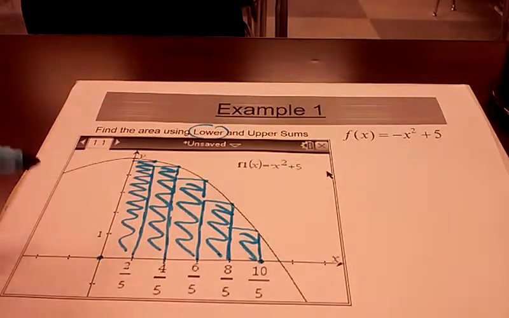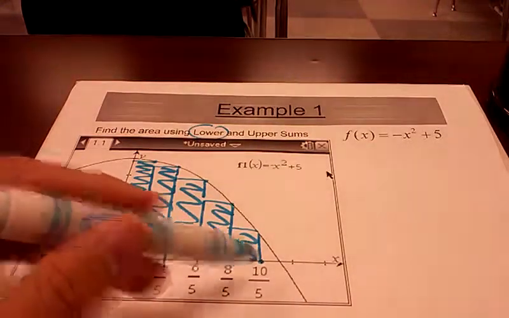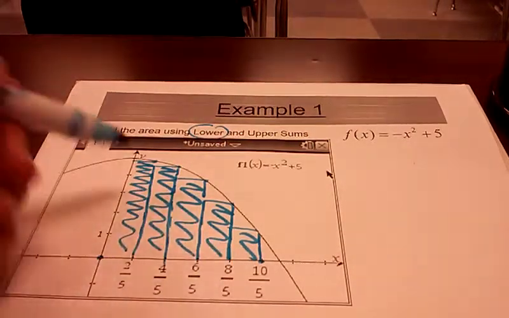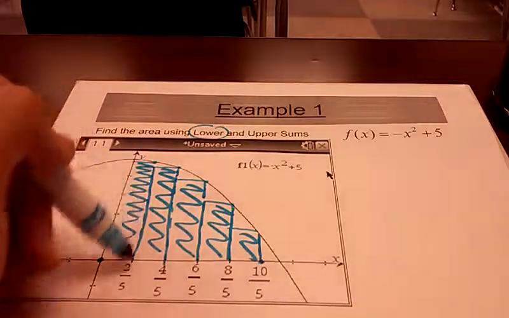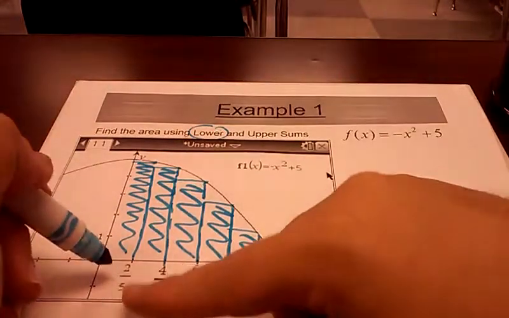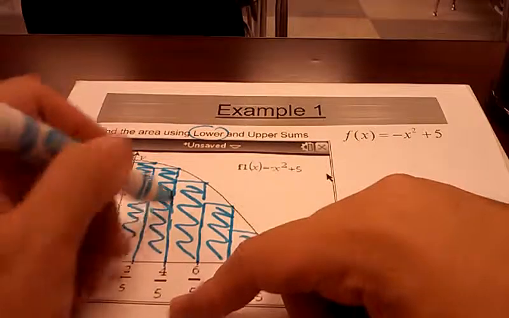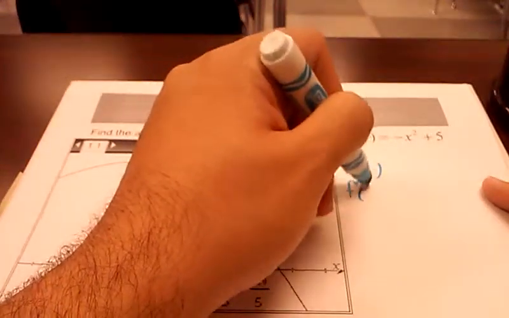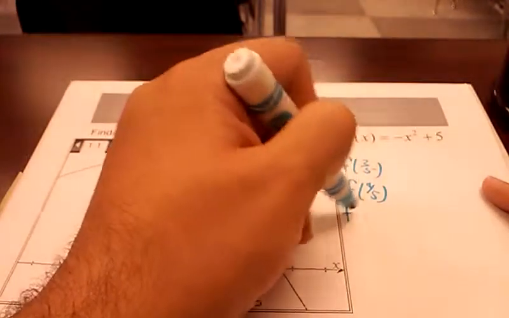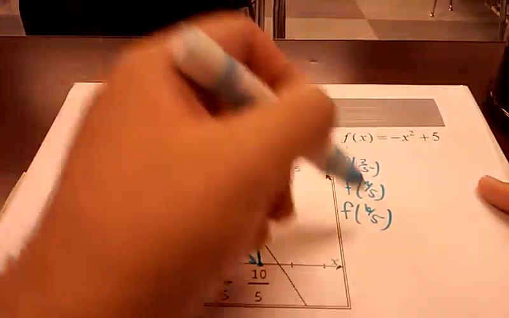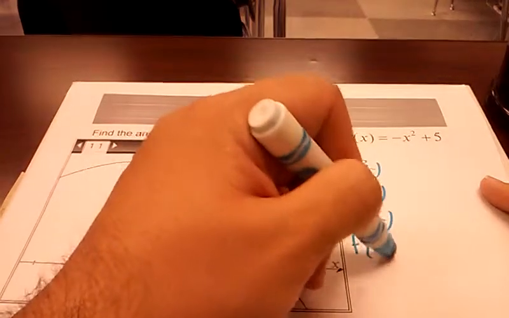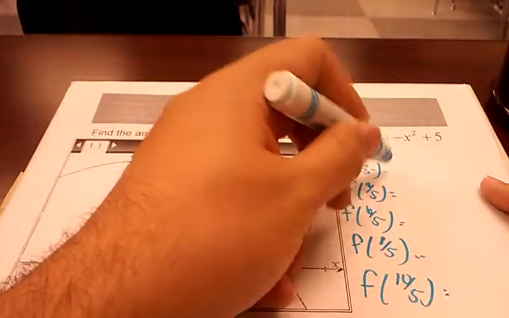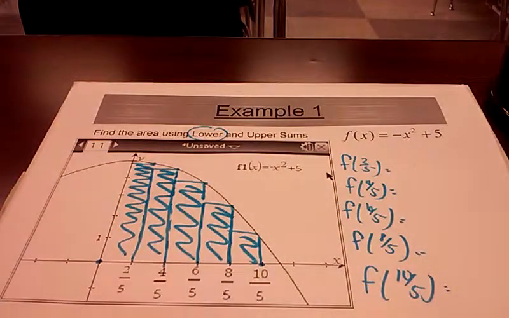So what I would do is I noticed that the width of each one of these intervals is 2/5. It's the same width. So the width of each rectangle is 2/5. To find the area of each rectangle, I have to find the height of it. Well, the height would be the value of the function at each one of these x values. So I'd want to find f of 2/5, f of 4/5, f of 6/5, f of 8/5, and f of 10/5. So I'd want to find the value at each one of those x coordinates.